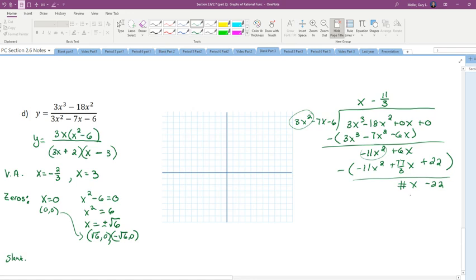But this would be my what? Remainder. And if you remember, or if you've noticed, we don't actually care about what the remainder is. We just know it has a remainder. So this we could say is plus something over 3x squared minus 7x minus 6.